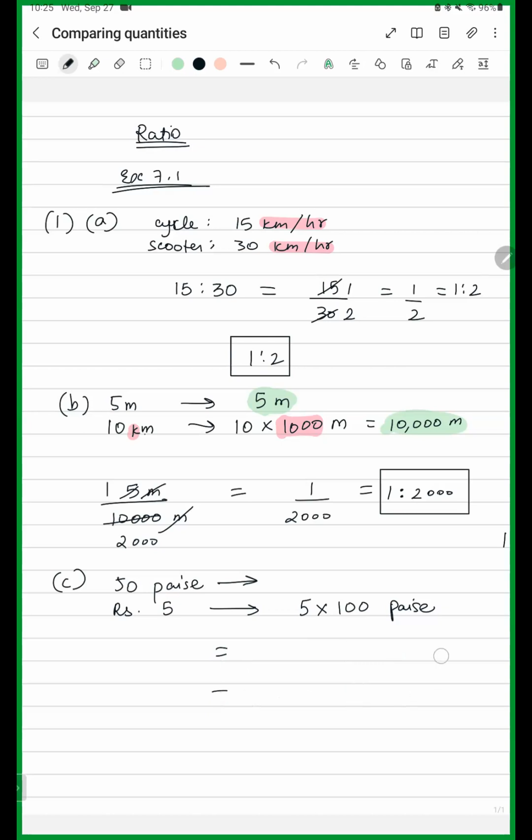So 50 divided by 500. Very good. How much do we get? We can cancel the zeros, right? Yeah, definitely. 1 by 10. So 1:10.